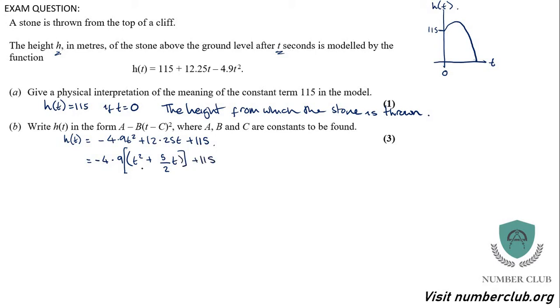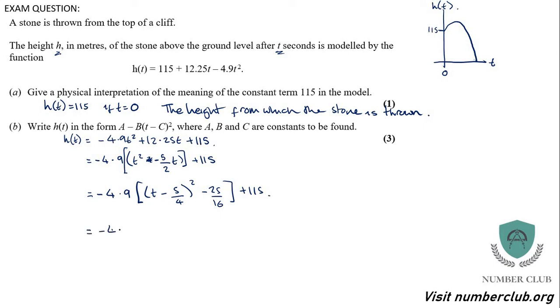And imagine we were to expand this back in, we'd end up with negative 4.9 t squared and we'd end up with positive 12.25. You should always double check, especially with the signs. I just made a mistake. So now we're going to complete the square within those big square brackets. So we'll have t minus 5 over 4 all squared minus 25 over 16 plus 115. And then we're going to multiply in by the negative 4.9.